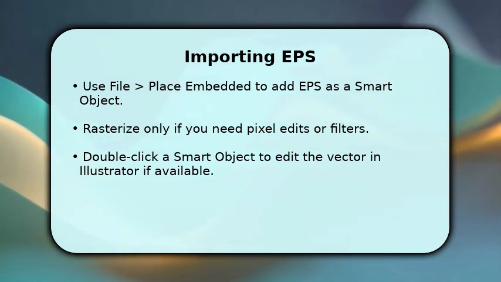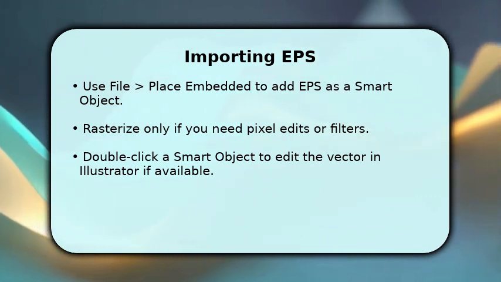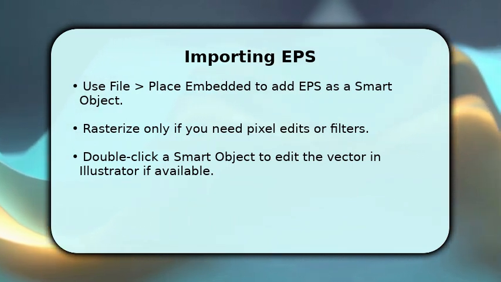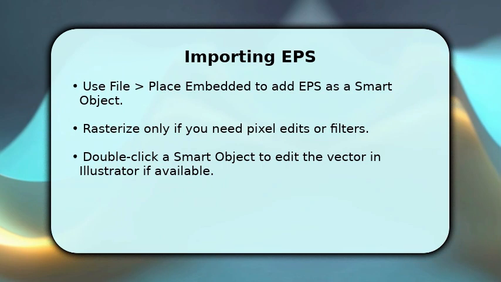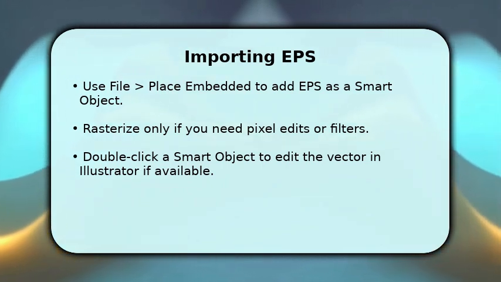Double-click the Smart Object layer to edit the vector in Illustrator if available, or rasterize to paint and filter in Photoshop. When scaling, hold Shift to constrain proportions or use transform controls for precise sizing. Always keep an original EPS backup.